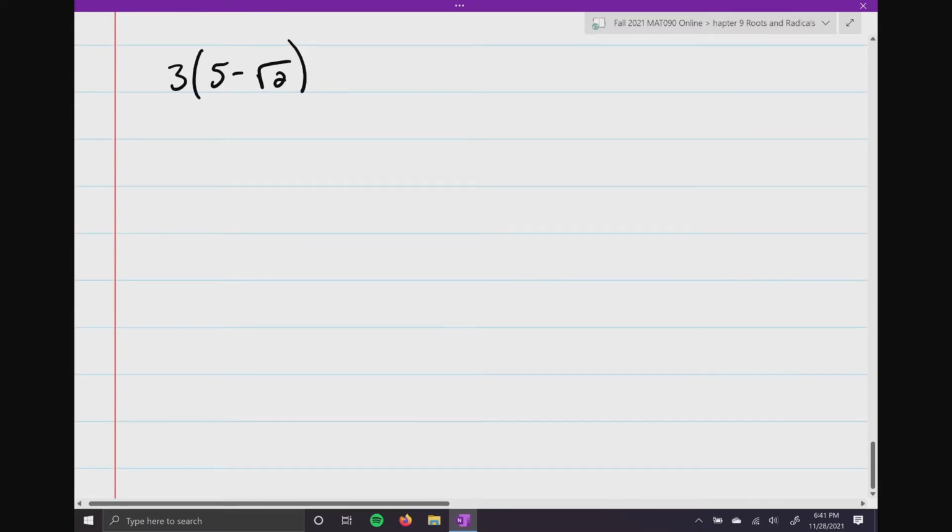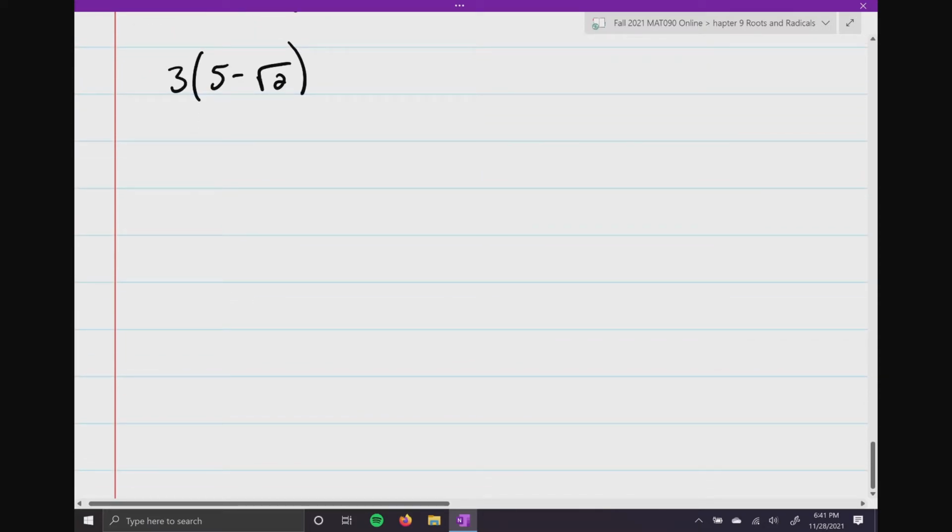We have 3 times the quantity 5 minus the square root of 2. And all I'm going to do here is just distribute. That's it. So 3 times 5 is 15. 3 times negative square root of 2 is literally just negative 3 square root of 2. And that's going to be it.